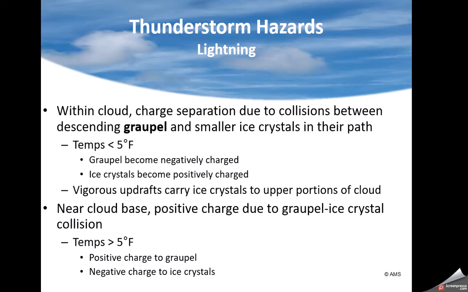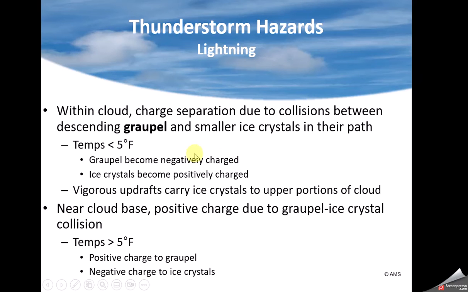Lightning. Lightning is weird. Everybody used to think it was generated by winds coming against each other, literally causing friction, and from that causing a change of charge. Well, it turns out it's actually caused by graupel, which is kind of like a wet snowflake. What happens is graupel changes charge depending on its temperature. If the temperatures are less than 5 degrees Fahrenheit, graupel is negatively charged, and ice crystals are positively charged.